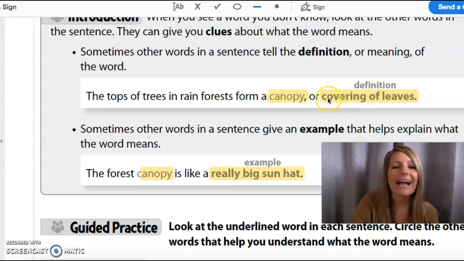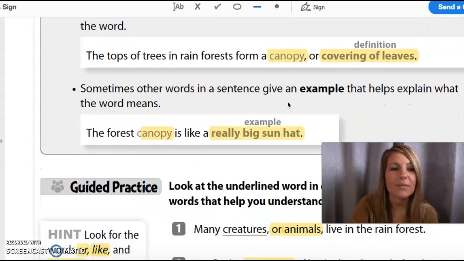Here I have highlighted covering of leaves because it tells us what a canopy is. It's a covering of leaves. That sentence went ahead and told us the meaning of canopy. Pretty easy. Other times we have to do a little bit more detective work and digging if we want to figure out what the word means.